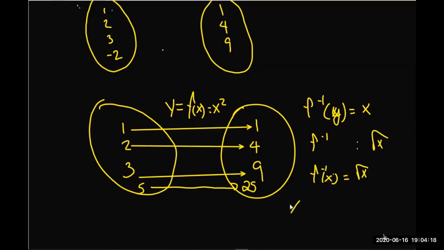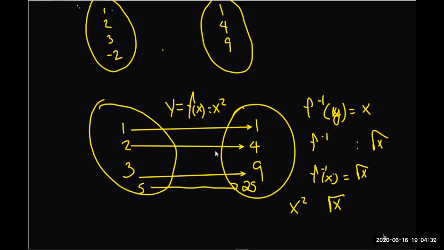So in other words, if you have x squared, the inverse of it is the square root of x. That is, if we limit the domain like this. If we have this, we can't talk about the inverse. But if we limit the domain only to positive numbers, we can talk about the inverse. And the inverse is the square root of x.